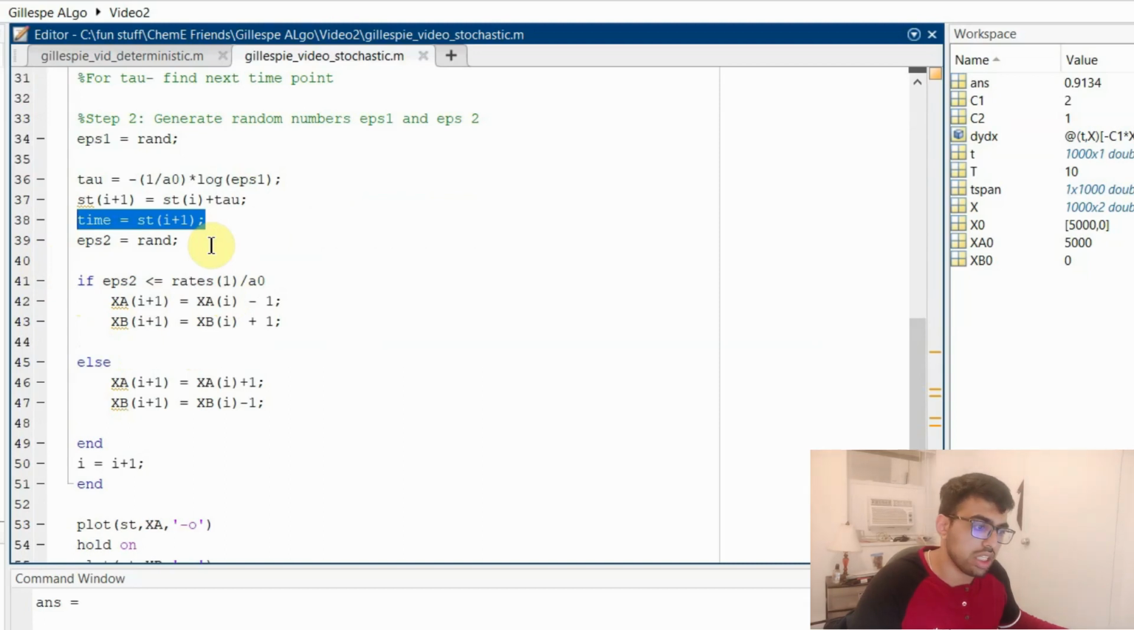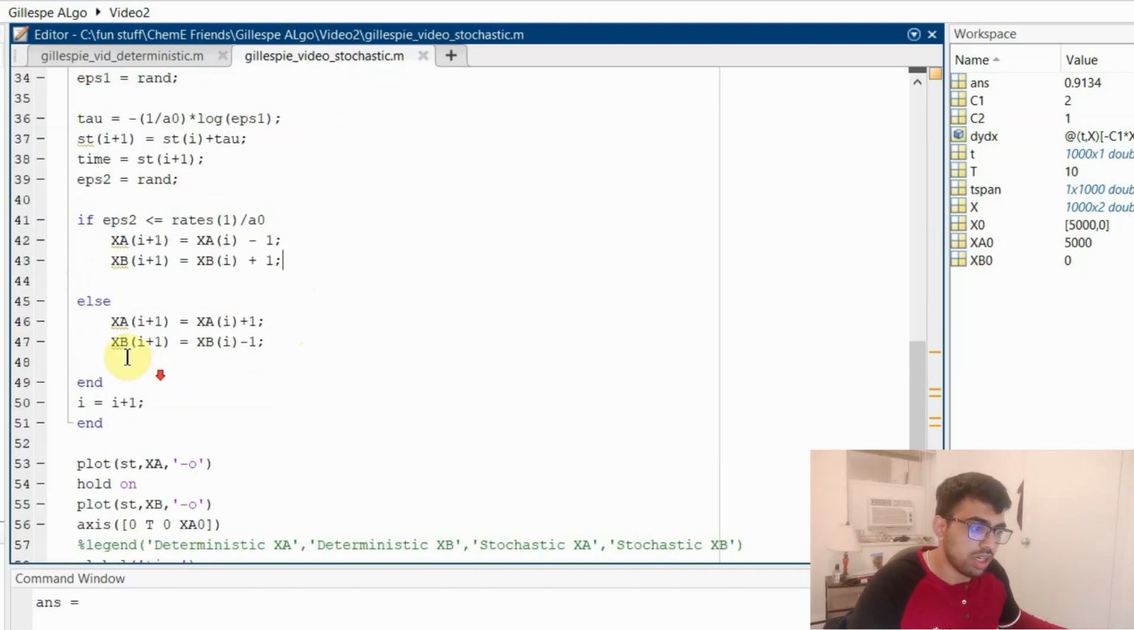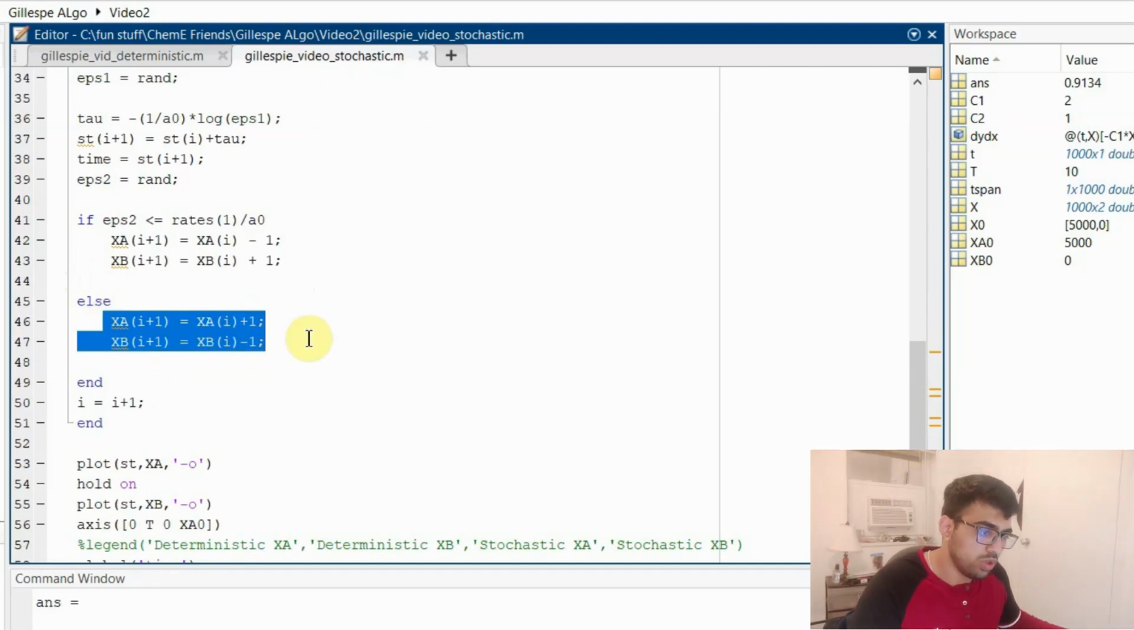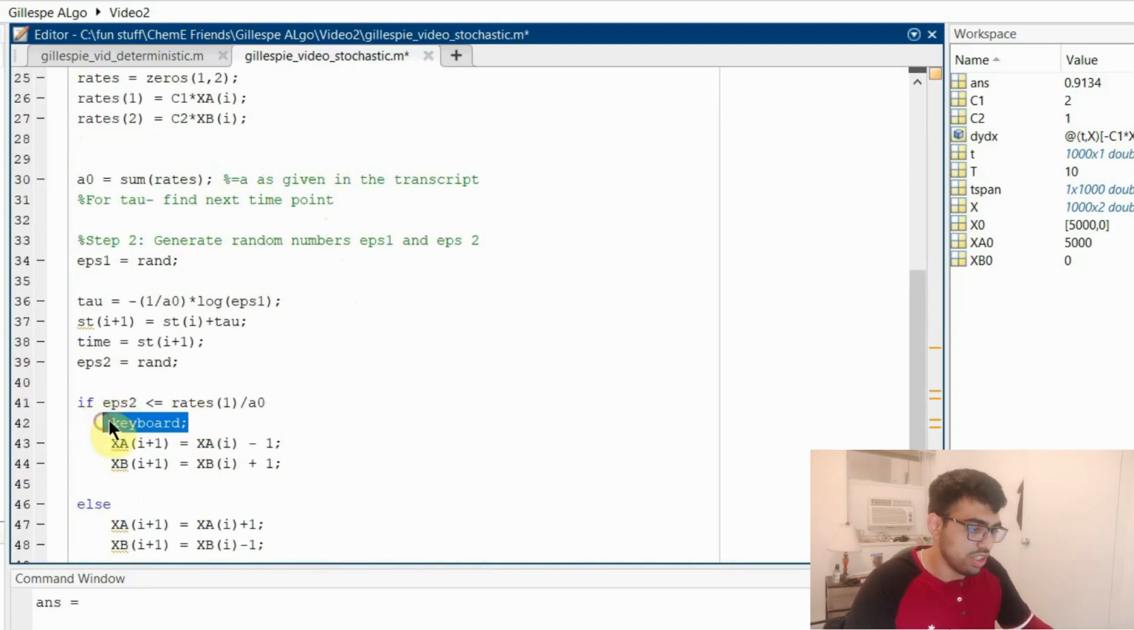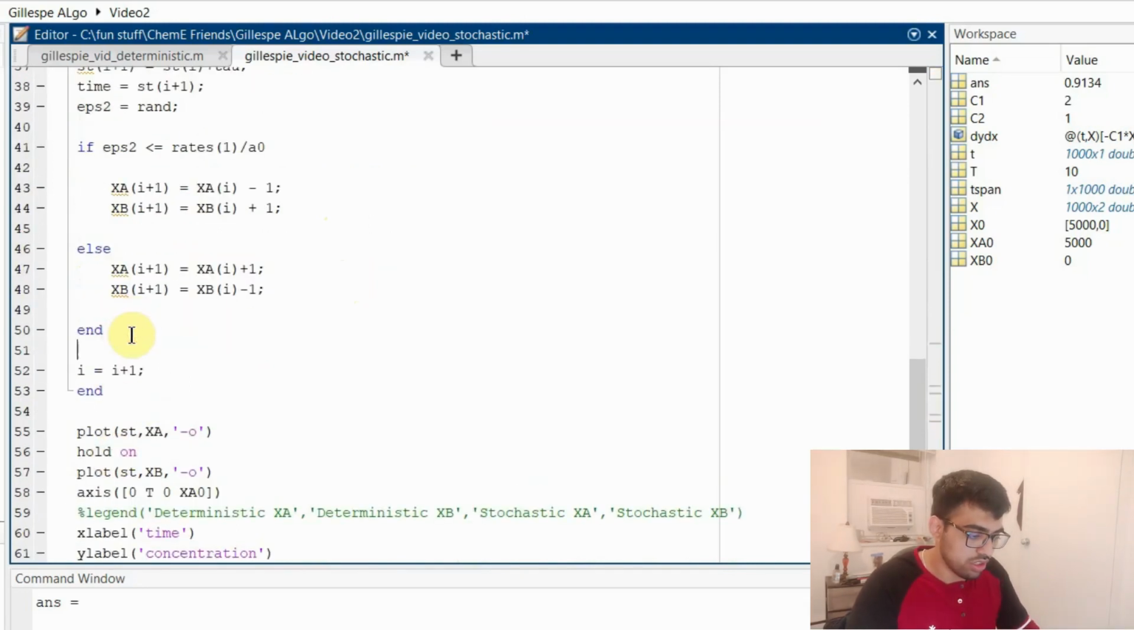Next we want to find out which reaction has taken place, so we call another random number. Remember, we need two random numbers, epsilon 1 and epsilon 2. Now, in continuation with step number 2, if epsilon 2 is less than or equal to rate 1 by a naught, we go for this condition, and otherwise we go for this condition. What do these conditions mean? We will understand by running the code, but first let me put keyboard here. Keyboard is usually used for debugging, but I find it useful for explaining as well. So at the end of one loop we'll just write keyboard.